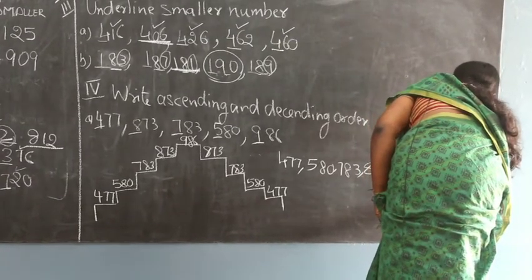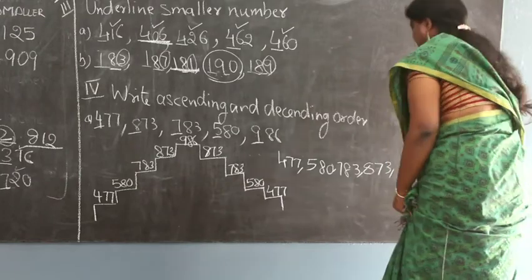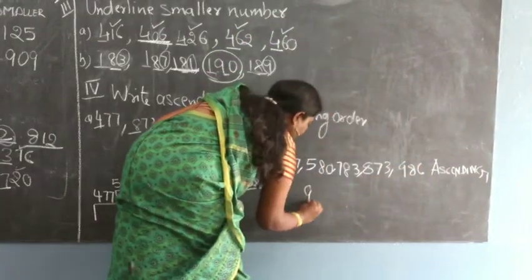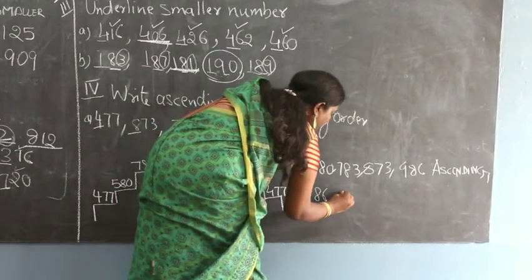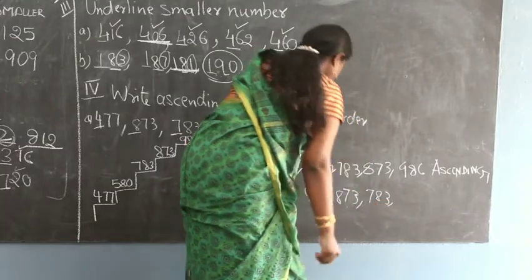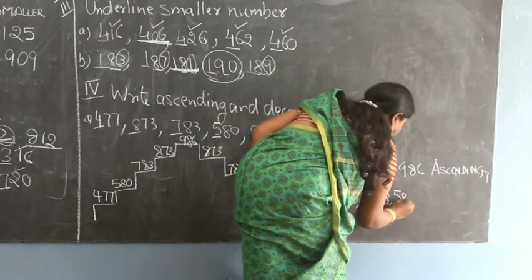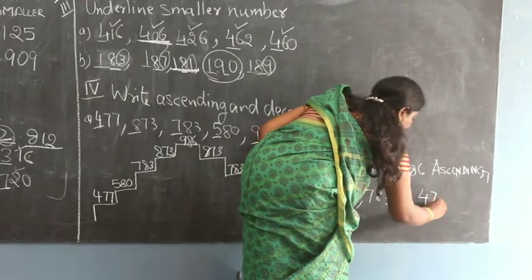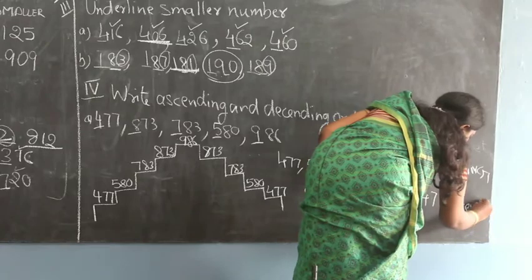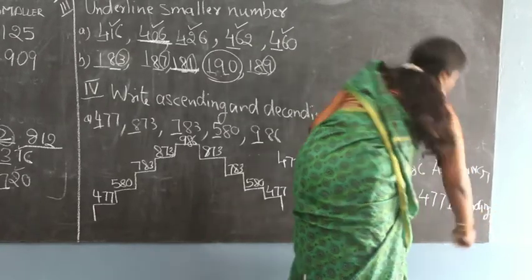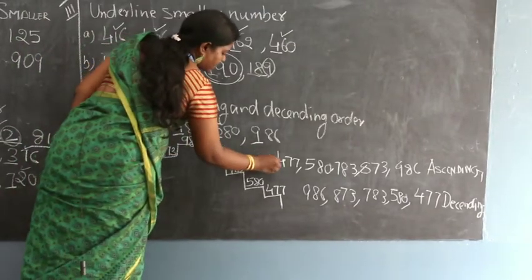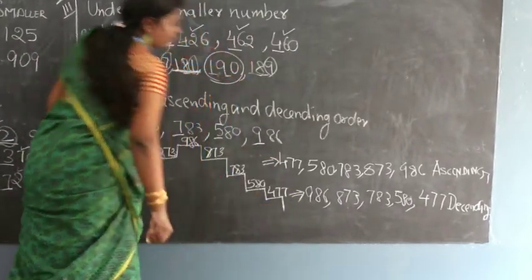Okay, and let us see descending. Exact opposite of that you have to write. You have to start from 9, 8, 6, 8, 7, 3, 7, 8, 3, 5, 8, 0, and 4, 7, 7. This is your descending order. Okay, so now you have learned what is ascending and what is descending, right? This is your ascending order, this is your descending order.